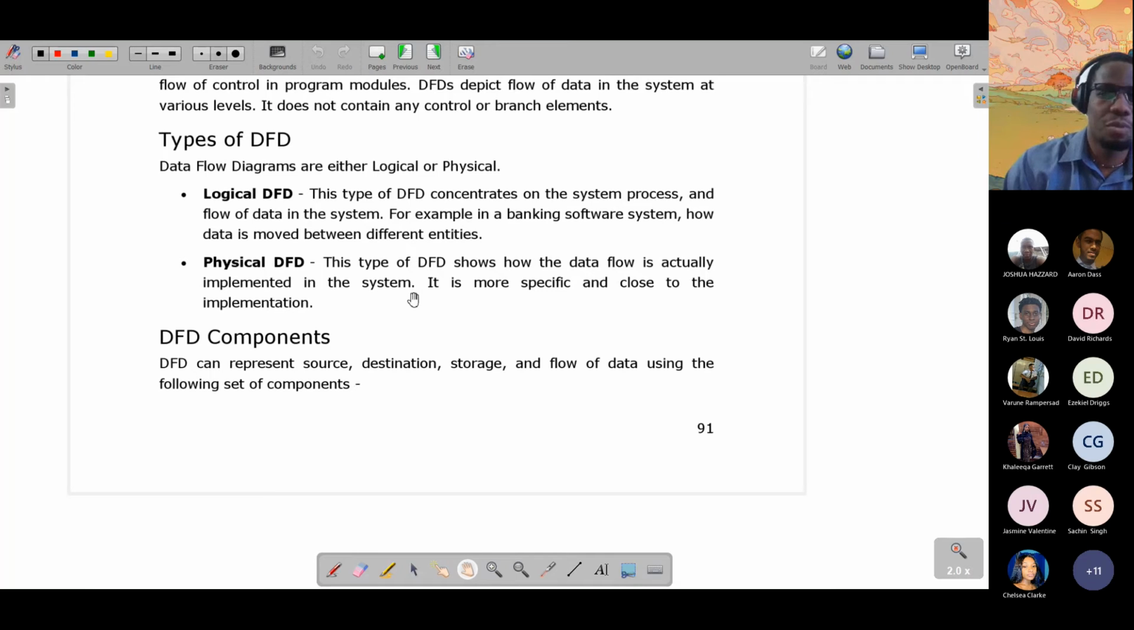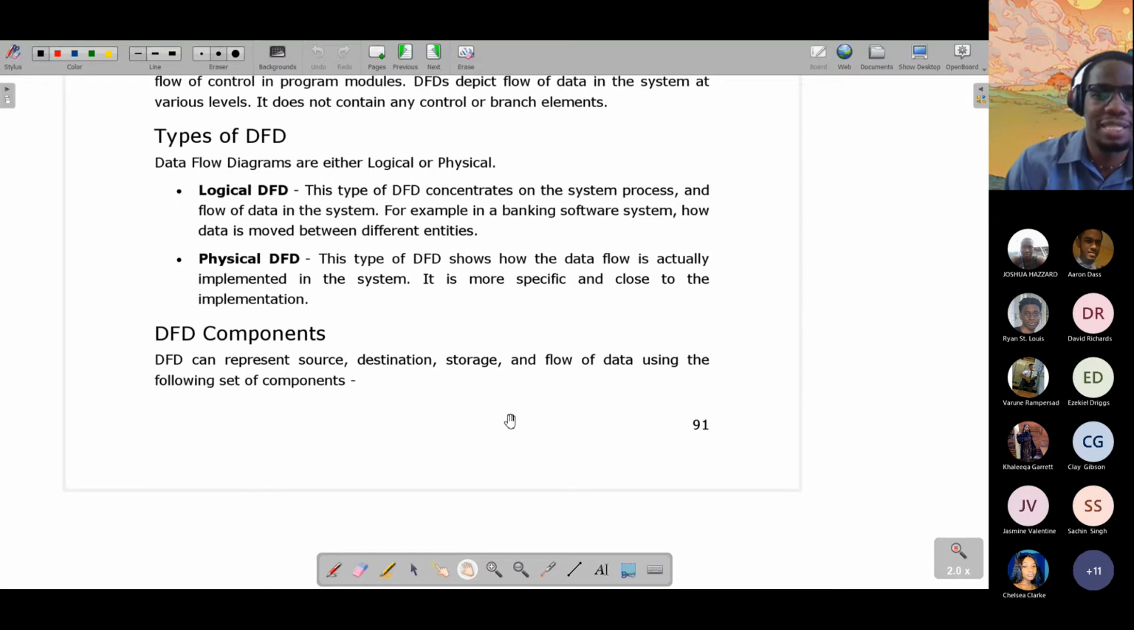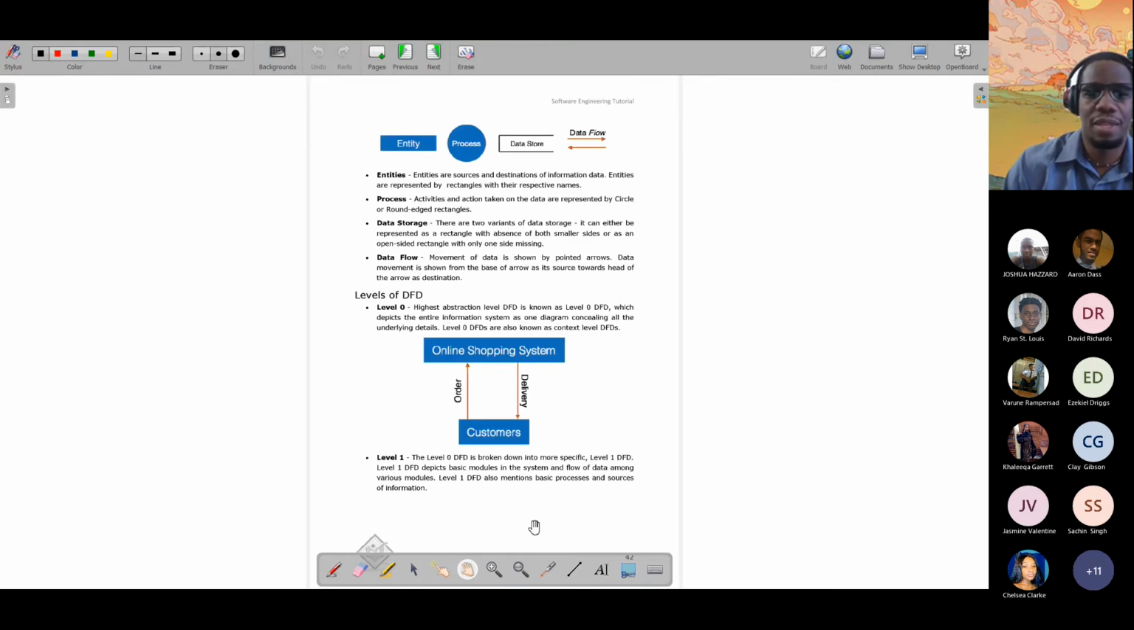So we have both logical DFDs, which look at system processes and the flow of data in the system, right? So we're looking at, maybe in a banking system, how data moves between different entities. And we have a physical DFD, which shows how the data flow is actually implemented in the system. We're not focusing too much on the physical right now. We're more thinking about the logical DFD, okay? And we're going to take a look at the parts of the DFD.